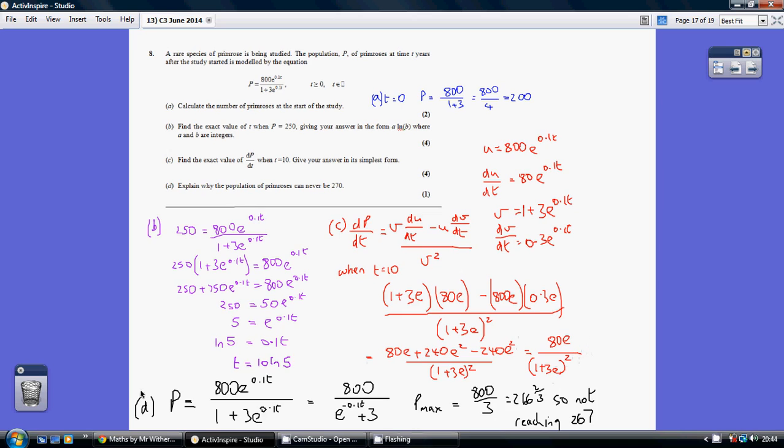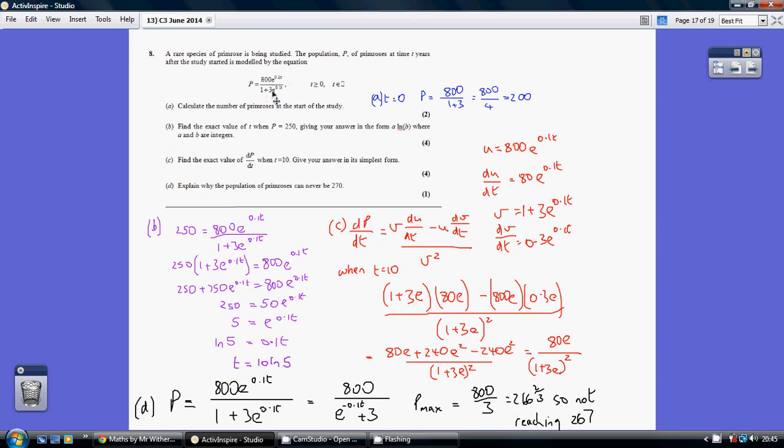Now for part D, explain why the population of primroses can never be 270. Now this takes a bit of thought. You've got to spot the best way to really see where P maximizes. At the moment we've got two terms which are being multiplied by e to the 0.1t, which makes it very difficult to gather our thoughts. So in a way we want to eliminate that.